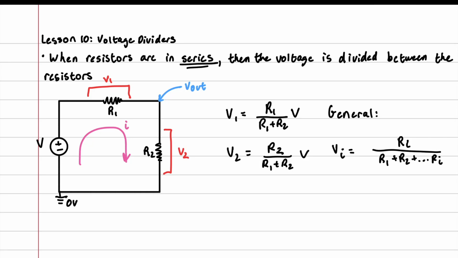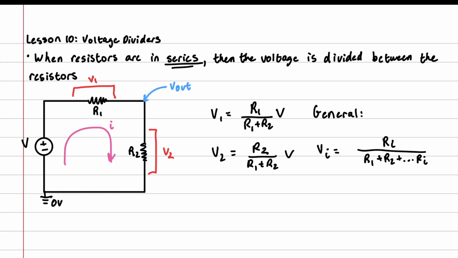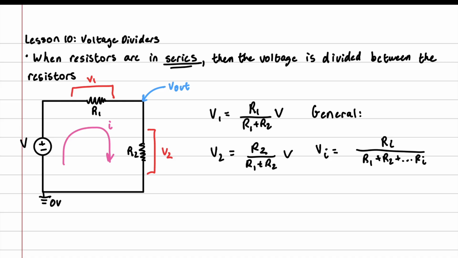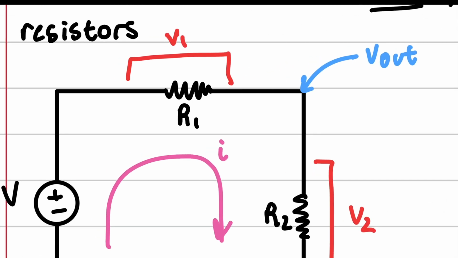Hey everyone, today we are going to be going over another important tool for circuit analysis. So far we know KVL, KCL, and resistive circuits. This is going to be another thing in your toolbox: voltage dividers. As I said last time when we talked about resistive circuits, when resistors are in series, the voltage is divided between the resistors, as I had explained in the resistive circuit portion.